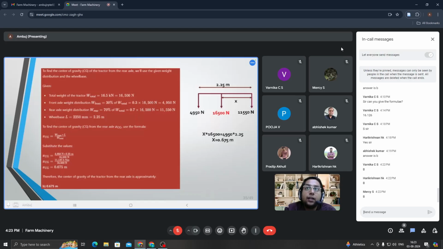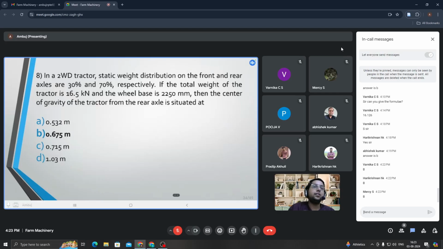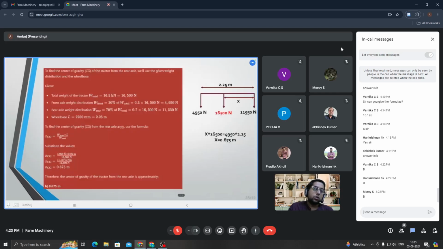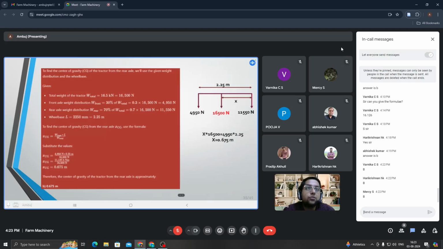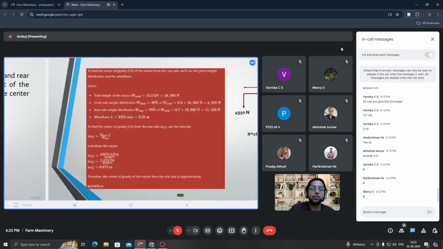And what information is given? 30 to 70 weight distribution is given. So 30% of 16500 would be acting on the front, 70% would be on the rear. Both the values I have calculated. Wheelbase is already given as 2.25 meters.